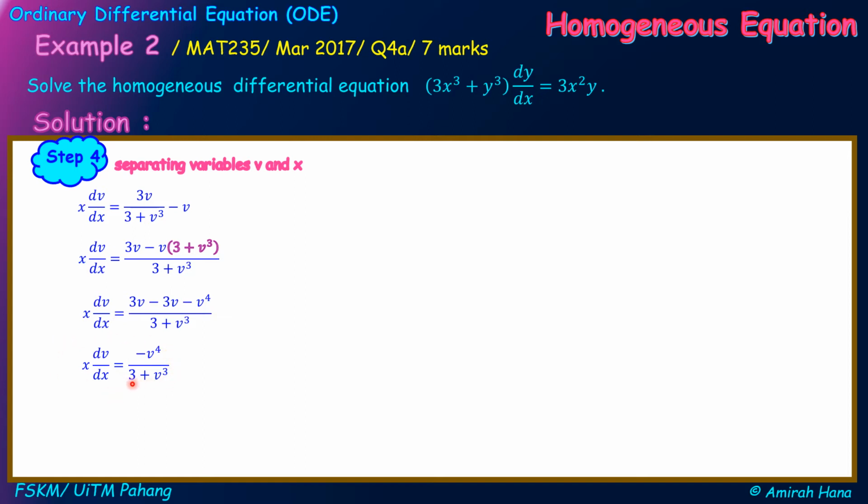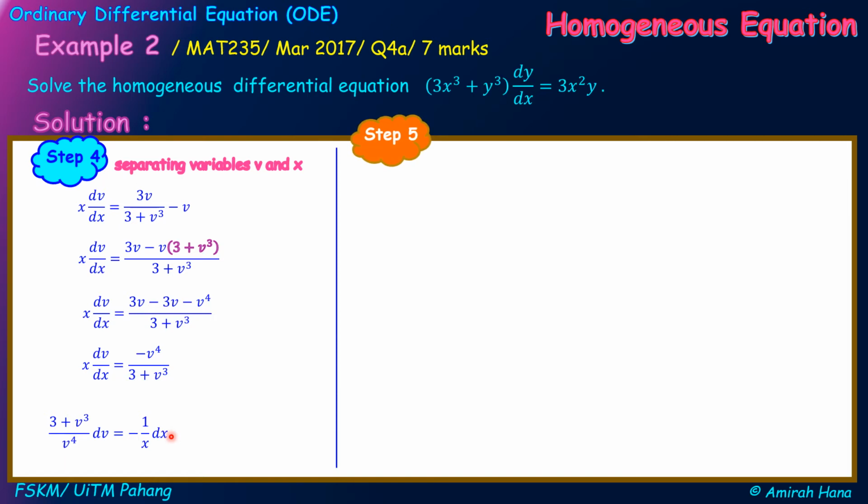From here, we move terms containing x and dx to the right hand side, and we move terms containing v to the left hand side. So we move the denominator dx to the right hand side, and it becomes multiplication. Then we move x from the left hand side, and it becomes a denominator. We move v to the power of 4 over 3 plus v cubed to the left hand side, so we exchange the numerator and denominator for terms containing v. So we get 3 plus v cubed over v to the power of 4 times dv equals negative 1 over x times dx.